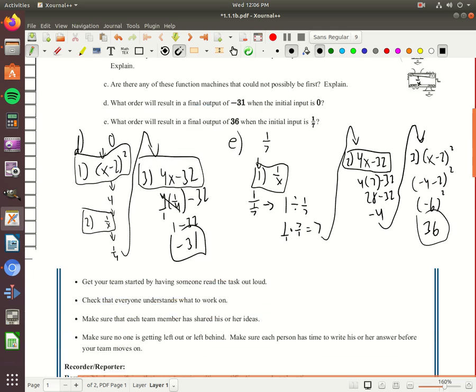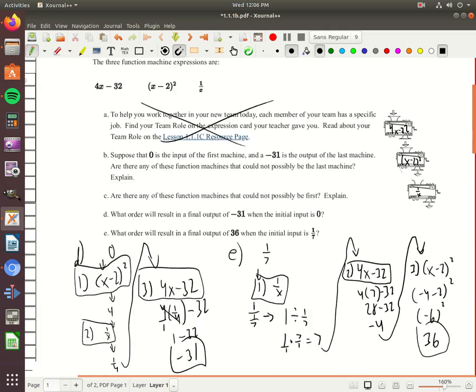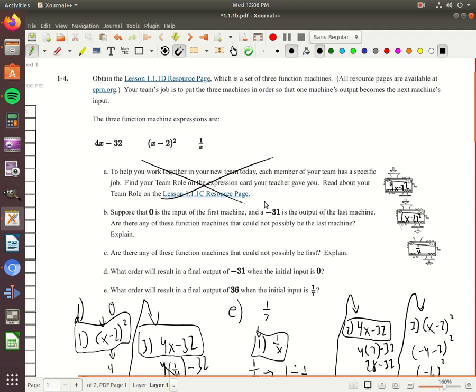I believe after the notes there's a problem 1-5 that I usually just kind of leave as a challenge, but I don't really do in class.